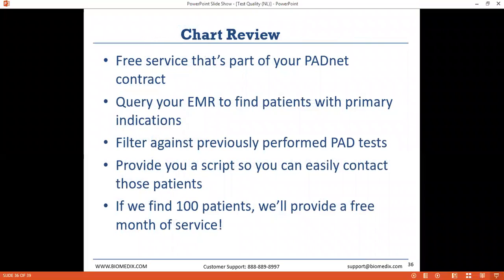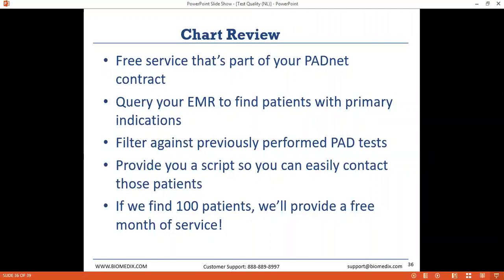Another free service that I wanted to highlight, and this is the first thing that I mention whenever anyone asks me that they'd like to test more often, test more patients, use the device more. This is a great service to enable that. At your invitation, we will remote into your electronic medical record system and create a pair of reports out of your patient history.